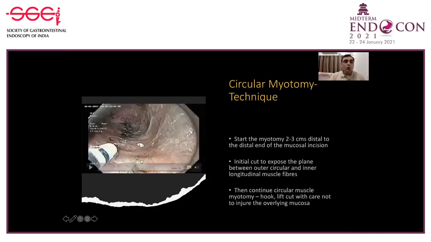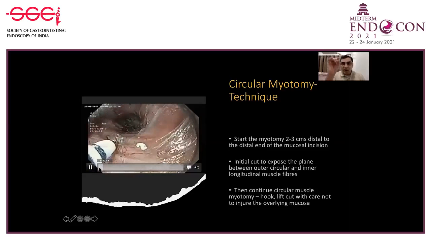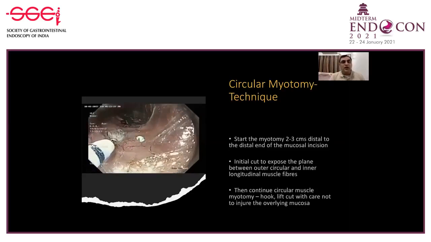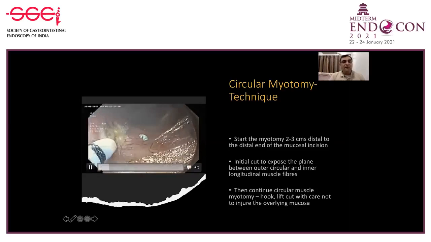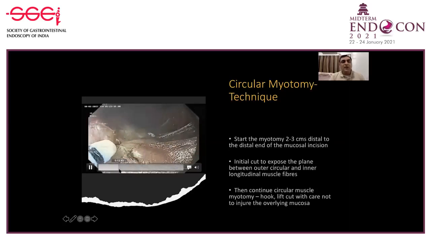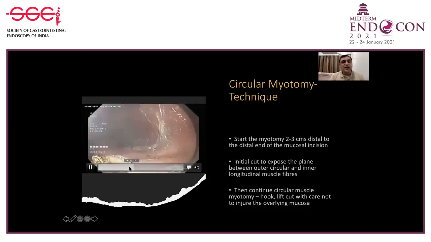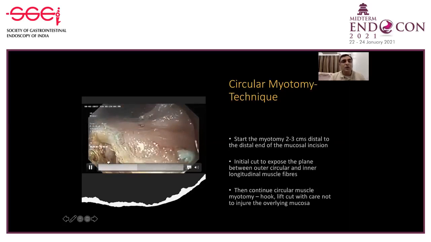Now, how to do it? This is very important. For the circular myotomy, my preference is that we will start 2 centimeters below our mucosal incision, go inside, and first we will expose the circular fibers. So you do a circular myotomy layer by layer and go into the depth until you start seeing the longitudinal fibers.